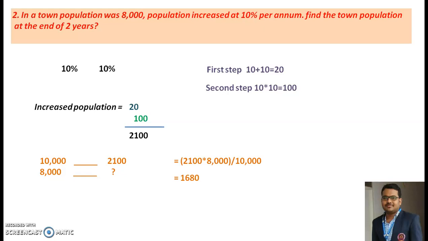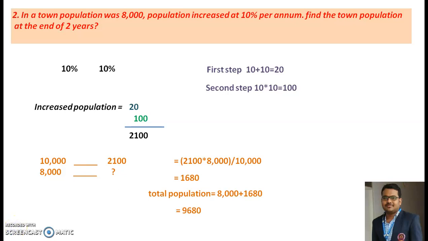But we want the total population. Total population is equal to previous population plus increased population. So that is 8,000 plus 1680, which is equal to 9,680. 9,680 is the total population after 2 years.